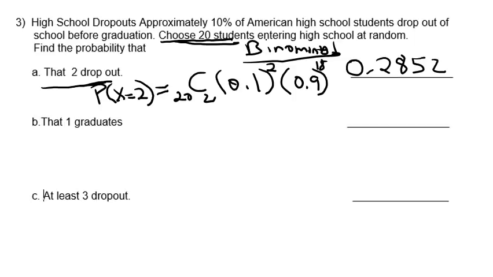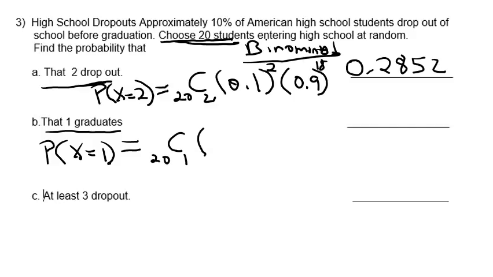Question B, the probability that 1 graduates. All right, I'm asking about graduation now. So graduating is what's being talked about. I'm picking 1 that graduates, so from 20, I need to pick 1. The probability of graduating is 0.9 because your dropout's 0.1. There's 1 that's graduating, so the exponent's 1. Well, if 1 graduates, that means 19 are not graduating. The probability of not graduating is 0.1.